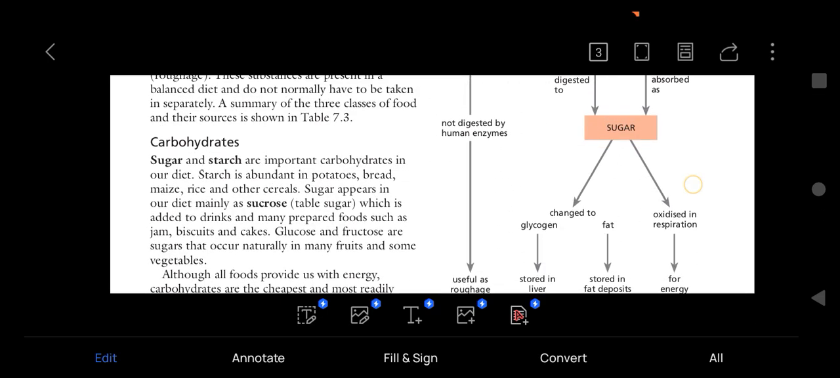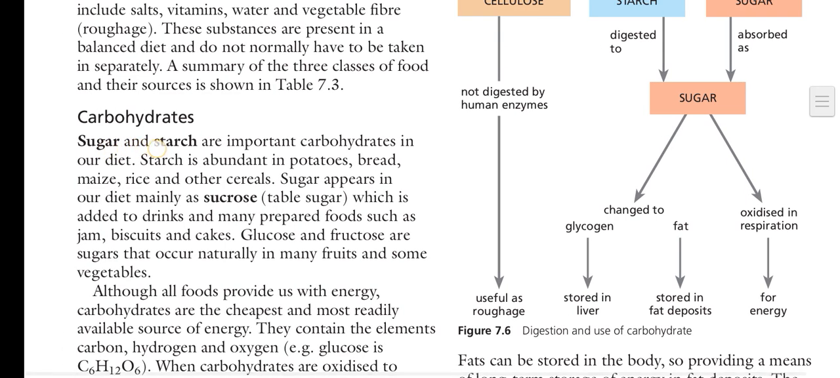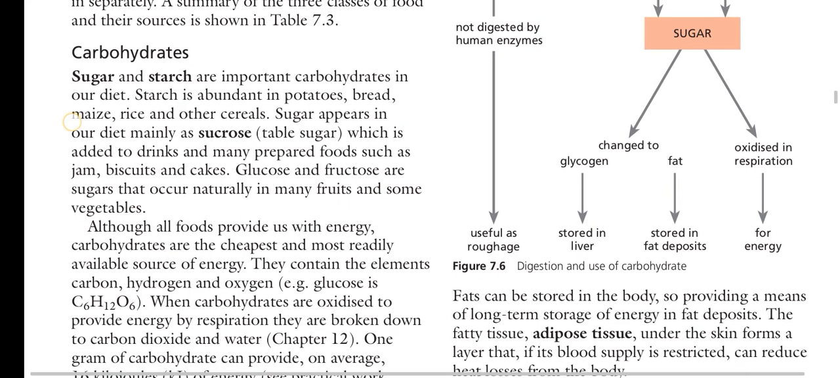So here are the carbohydrates. Sugar and starch are important carbohydrates in our diet. Starch is abundant in potatoes, bread, maize, rice and other cereals. Sugar appears in our diet mainly as sucrose, also known as table sugar, which is added to drinks and many prepared foods such as jam, biscuits, cakes. Glucose and fructose are sugars that occur naturally in many fruits and some vegetables.